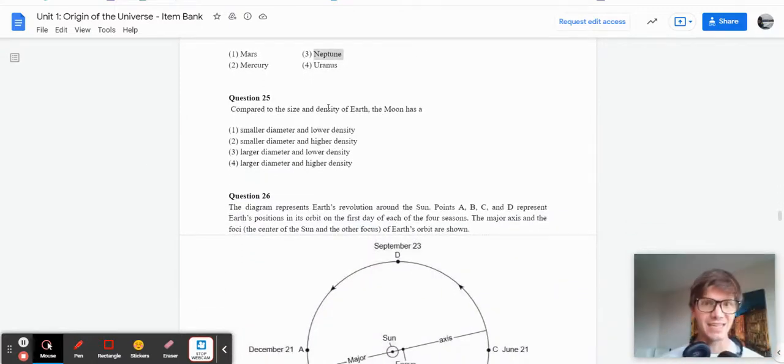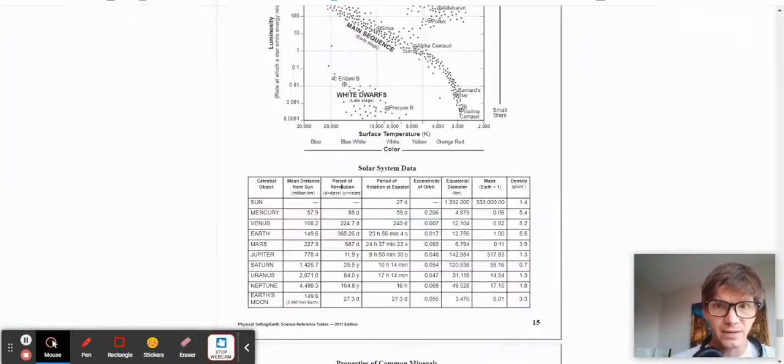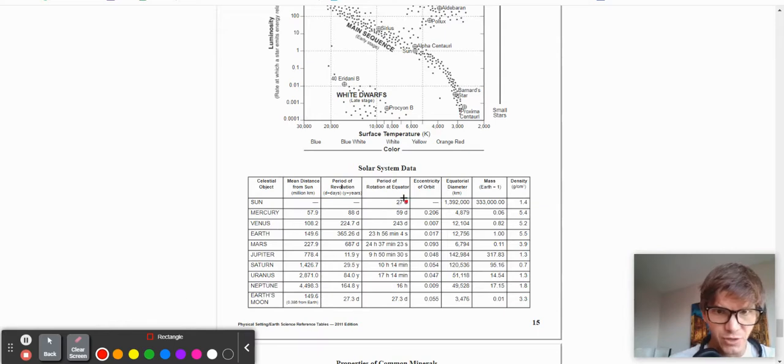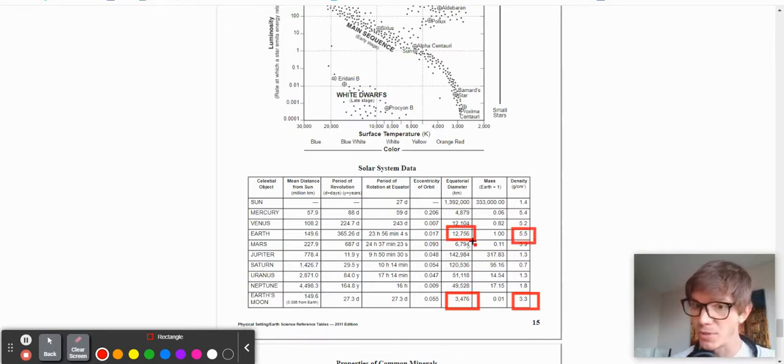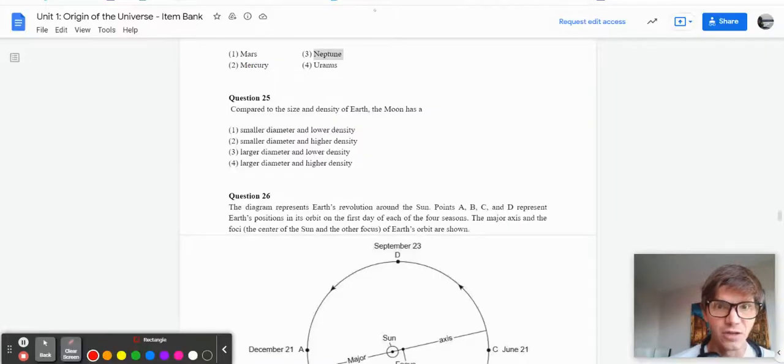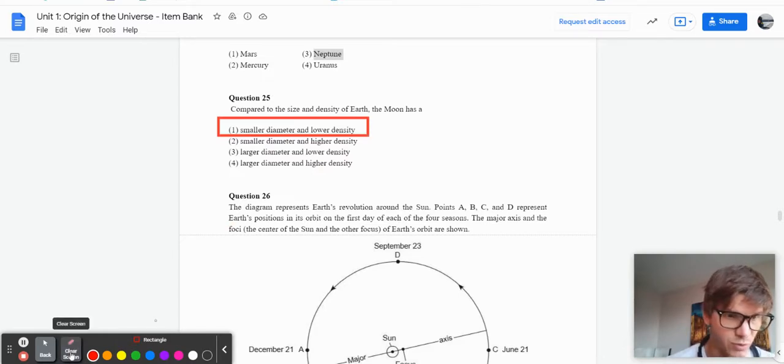25. Compared to the size and density of Earth, the moon has, so let's take a look at it. Again, we have this information over here, but hopefully you do know the diameter and the density of the moon compared to Earth. Hopefully you know that the moon is much, much smaller than the Earth, but we also know here, based on this table, that the moon is also less dense than the Earth. So, smaller diameter, lower density for question 25, choice 1.